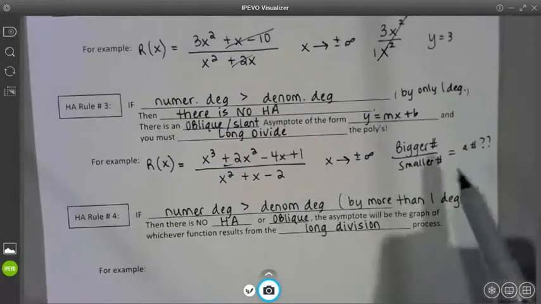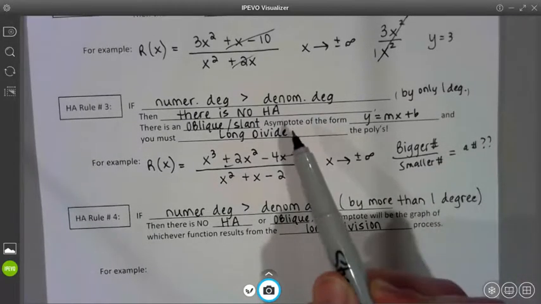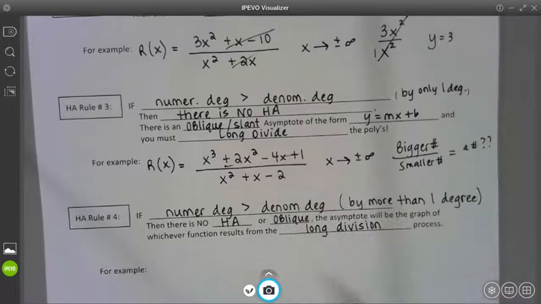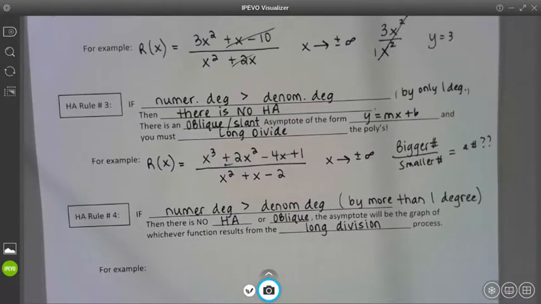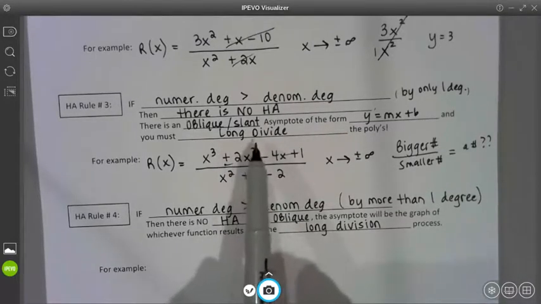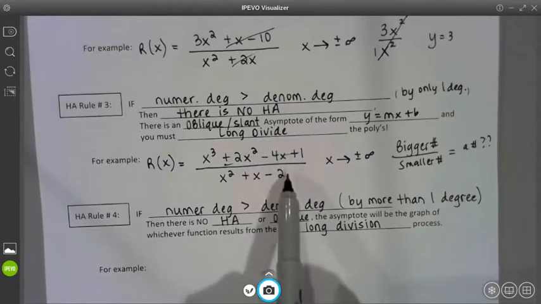And that's the line that your y values are going to get closer and closer and closer to becoming. All right, so you're just going to have to long divide it out and figure out, well, who is this function getting closer and closer and closer to becoming? Okay, all right, so that's probably the most annoying one because you're going to have to perform long division to figure out your remaining polynomial.